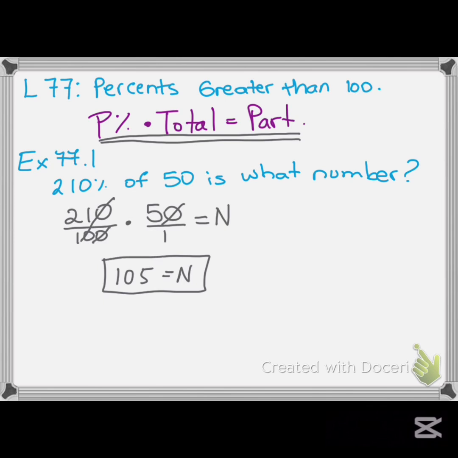Now notice that in these exercises where the percents are greater than 100, the total, in this case 50, is going to be less than the number. Because we're not thinking about part of that total, which would be the percent, but we're thinking about more than the 100%, so more than that 50. And in this case, 105.